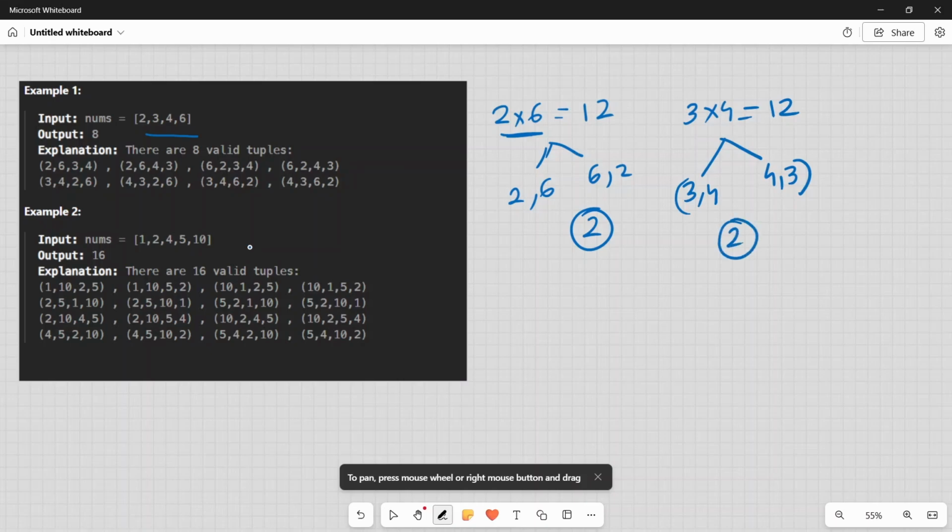And we can also place 2, 6 in the start and 3, 4 in the second half, or we can reverse them. So that again gives us two combinations. If we multiply all these three together, we get 8 combinations. So a pair (a, b, c, d) will contribute at most 8 tuples. If we take a look at the output, this gives us 8, and these are all the combinations that are possible.